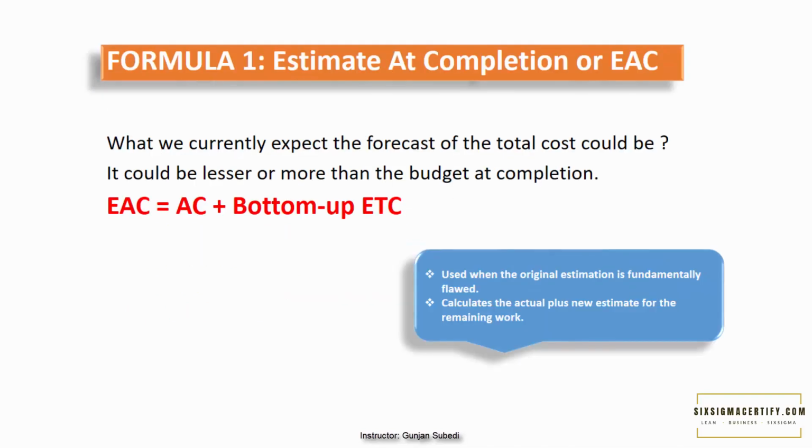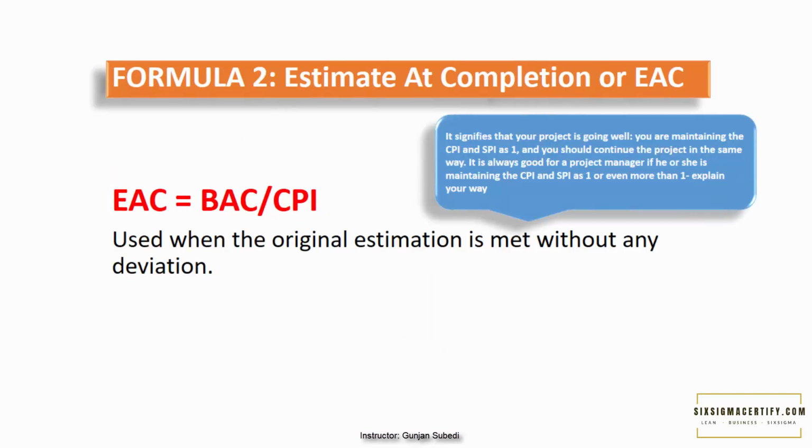We then have another term, estimate at completion. Note that estimate at completion is what we currently expect the forecast of the total cost could be, and as I mentioned earlier, it could be lesser or more than the budget at completion. Formula number 1 for estimate at completion or EAC. Estimate at completion equals actual cost or AC plus bottom up ETC or estimate to complete. Basically, we use this formula when the original estimation is flawed, and it calculates the actual plus new estimate for the remaining work.